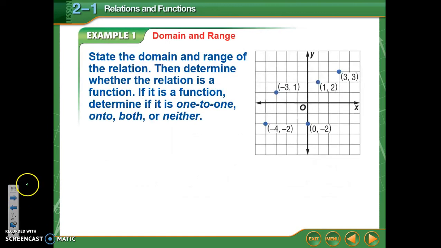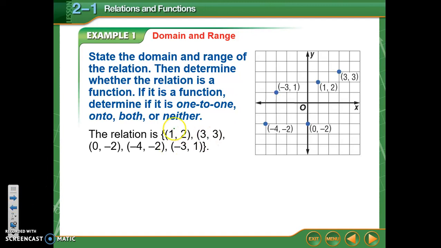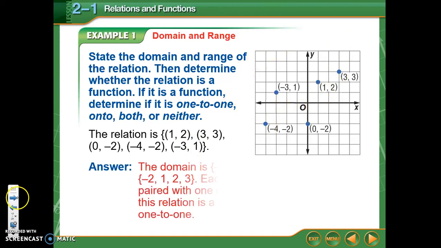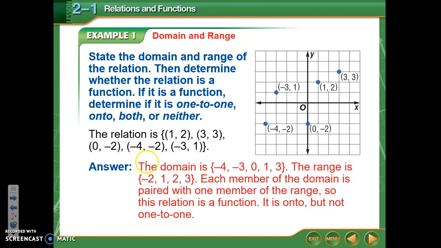All right, so if we look at this relationship that's graphed here, we want to figure out if it's a function or not, and if it's one-to-one, onto, both, or neither. And we're also going to review what domain and range are. So if I write my relation out, this is the set of 5 ordered pairs that is graphed on this coordinate plane. Remember that the domain is the set of x values. The domain is the set of x values. So in this case, my domain is -4, -3, 0, 1, and 3. Notice they're in order from least to greatest. The range, which is the set of y values, is -2, 1, 2, and 3.